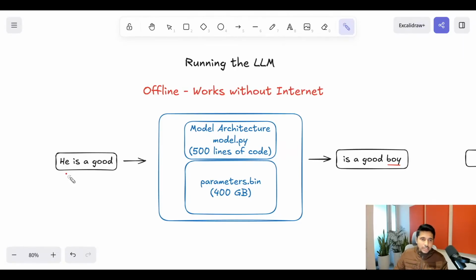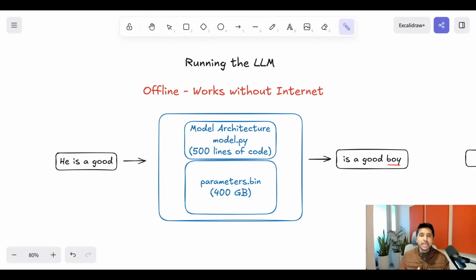Now if you say "he is a good", somehow the model has been trained on a large data set, so it has captured and learned so much information from the internet that it can give you this prediction. So it doesn't need any internet at all. That is very, very important for all of us to understand, that a large language model works completely offline, right?